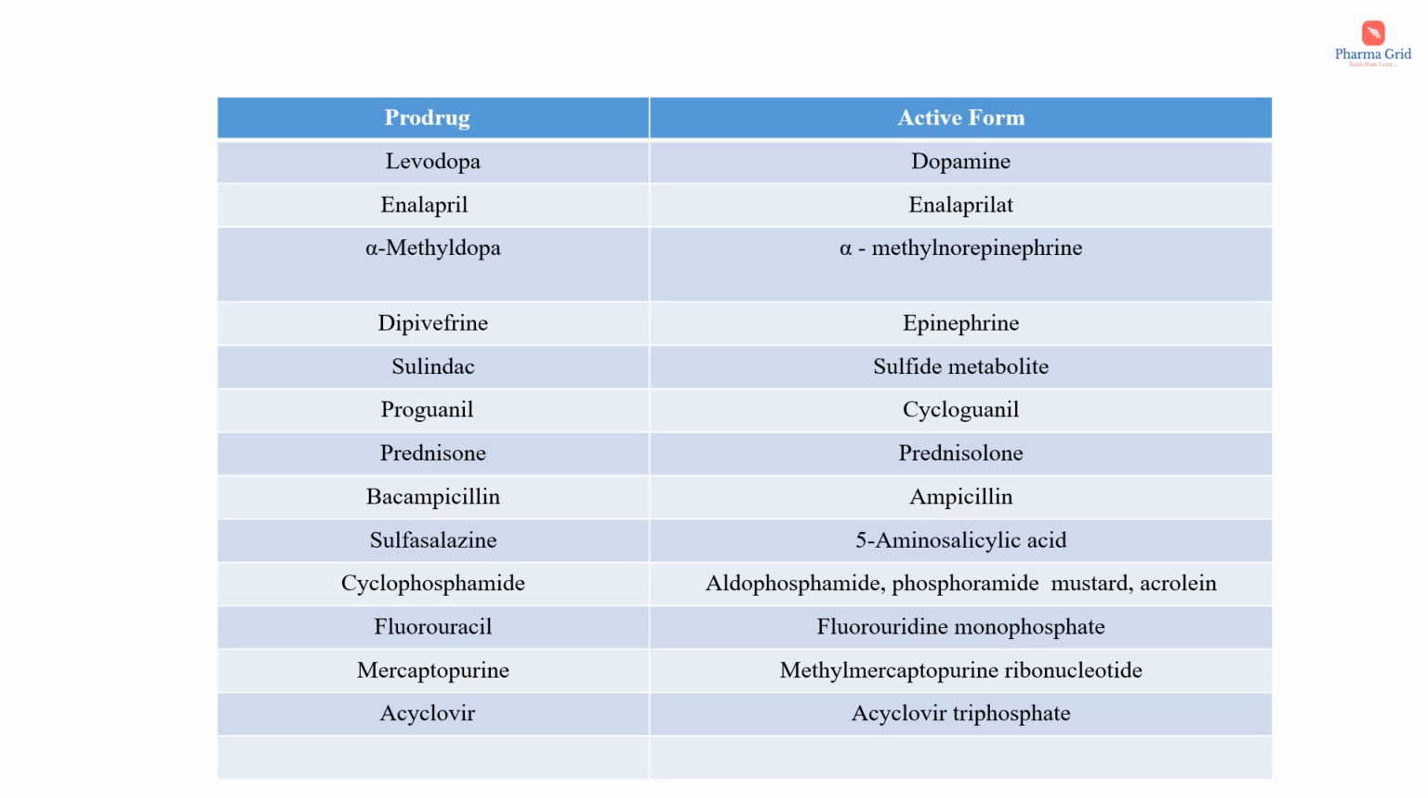Cyclophosphamide, which is a prodrug, has three active forms which include aldophosphamide, phosphoramide mustard and acrolein. Then fluorouracil, its active form is fluorouridine monophosphate. Mercaptopurine, its active form is methyl mercaptopurine ribonucleotide. And acyclovir, which is a prodrug, its active form is acyclovir triphosphate.